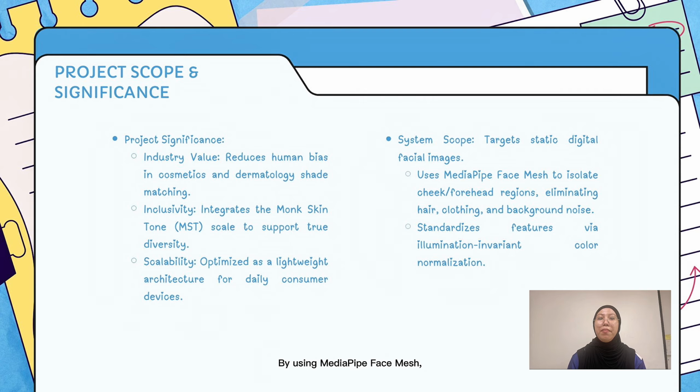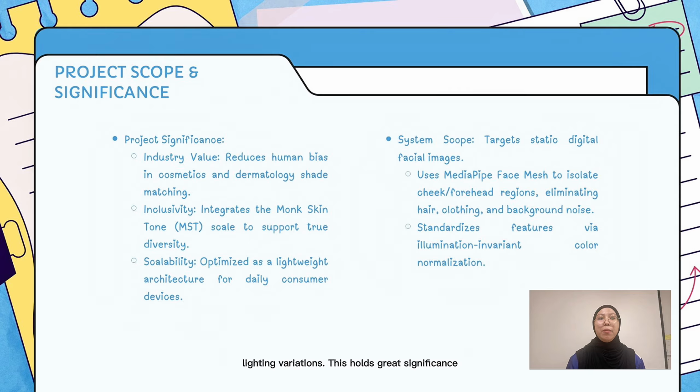Okay, looking at our project scope, we specifically target static digital face images. By using MediaPipe face mesh, our system isolates skin color from stable facial regions such as the cheeks and forehead to eliminate non-skin elements such as hair and clothing. We then implement color normalization to reduce lighting variation.